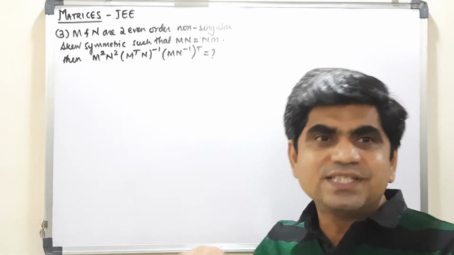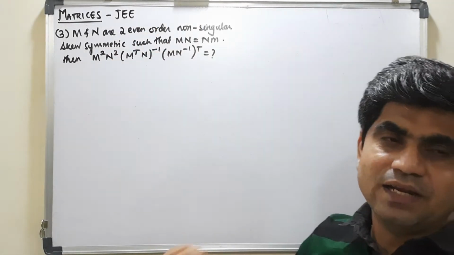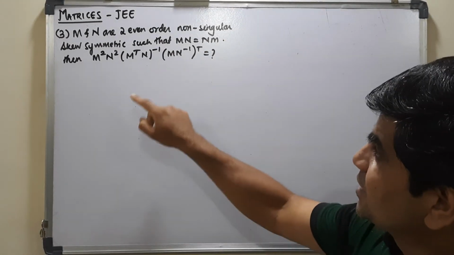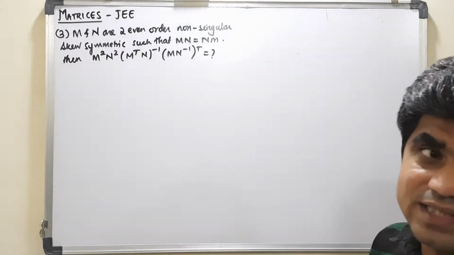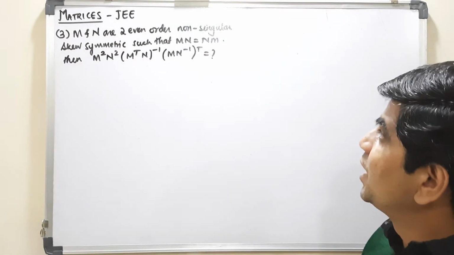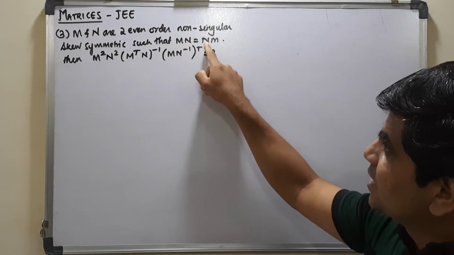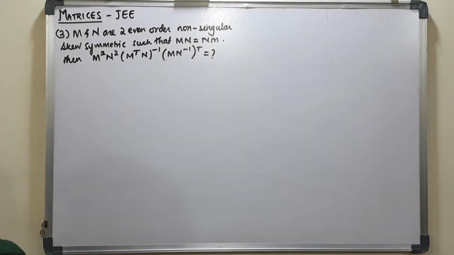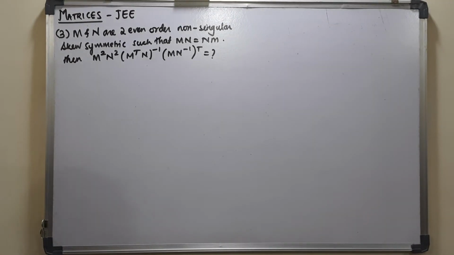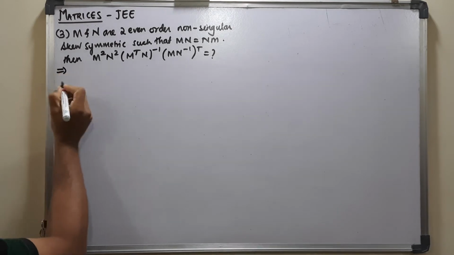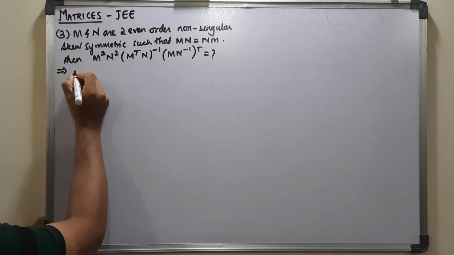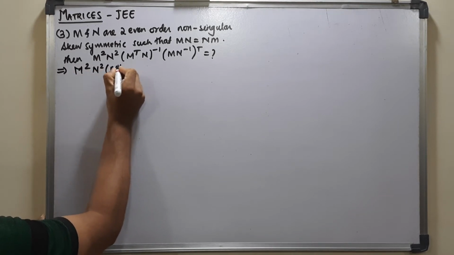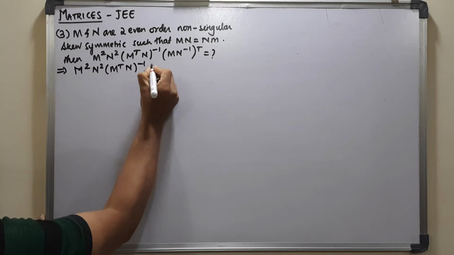Determinant is not 0, that means it is invertible. That means M and N are both invertible and the inverse exists. The condition says what? MN is equal to NM. So this will help us to understand the question better. Now let me write it first so that we can discuss it on that ground.